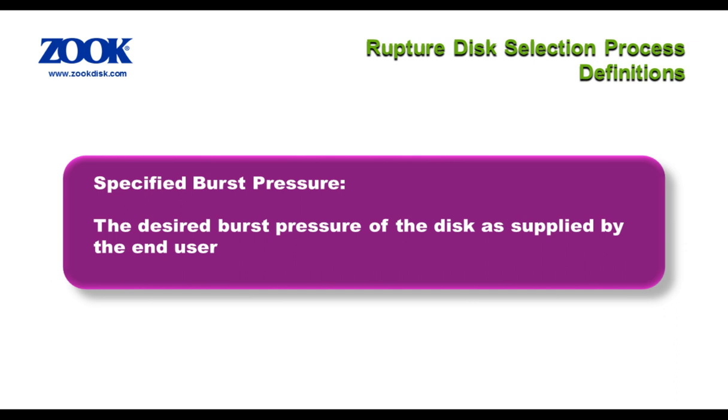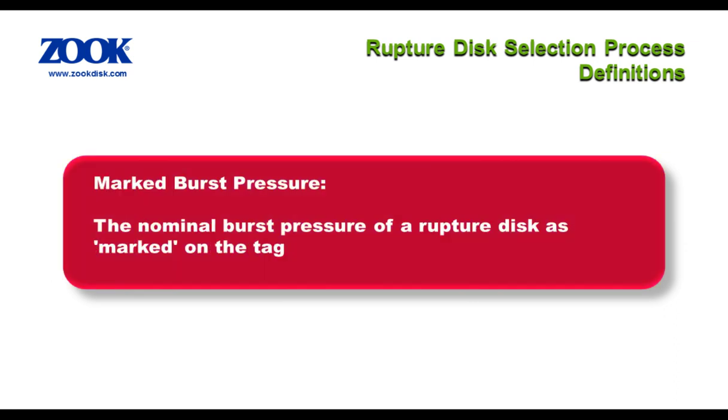Specified burst pressure, defined as the desired burst pressure of the disk as supplied by the end user. Simply stated, this is the value as specified by the end user as the pressure at which the rupture disk should burst. Typically, a process engineer will have determined the specified burst pressure in their overall system design calculations. This is the critical value provided to a disk manufacturer.